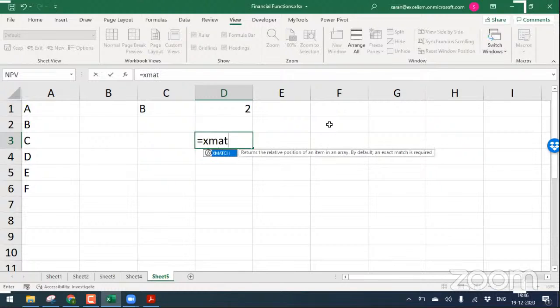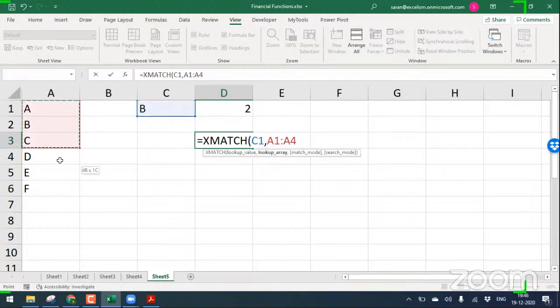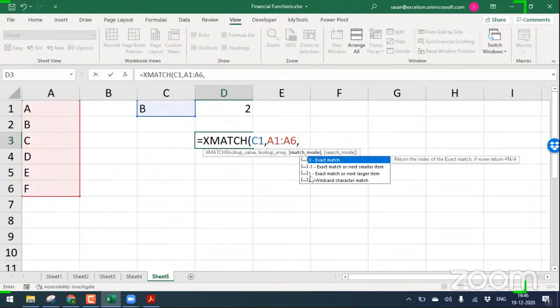So if I take XMATCH, the lookup value is this, and the lookup array is this. Then the match mode. By default, it's an exact match, but if you want, you can change it. Let me take exact match, and exact match or next smaller item. This existed earlier as well, that means it looks from the downside to the upper side. There is also a wildcard match. Then the search mode: do you want to check from top to bottom or bottom to top? This example also I have covered.